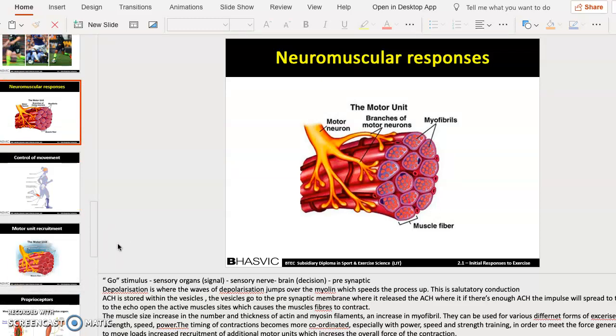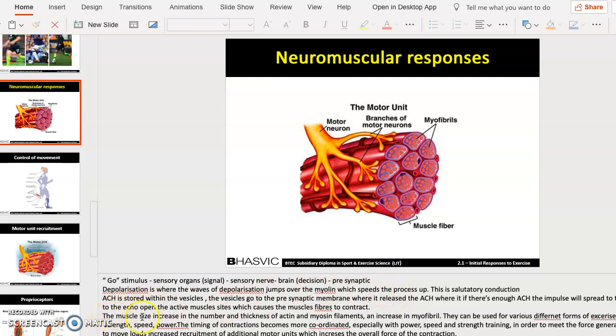Neuromuscular responses. The go is the stimulus, which goes to the sensory organs, which is the signal, then the sensory nerve to the brain, which makes the decision, to the presynaptic nerve. Depolarization is where the waves of depolarization jump over the myelin, which speeds up the process. This is called saltatory conduction.